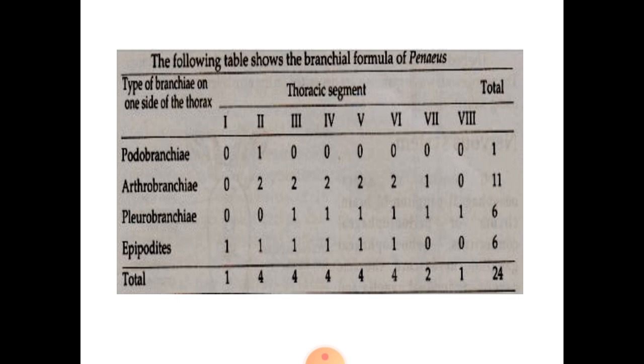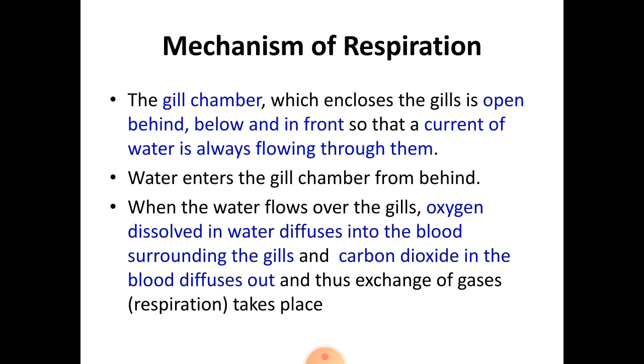This is the branchial formulae of Penaeus. Coming to the mechanism of respiration, the gill chamber which encloses the gill is open behind, below and in front, so the current of water is flowing through them. As the water enters the gill chamber and flows over the gills, the oxygen dissolved in water diffuses into the blood surrounding the gills, and carbon dioxide in the blood diffuses out, and thus the exchange of gases or respiration takes place.